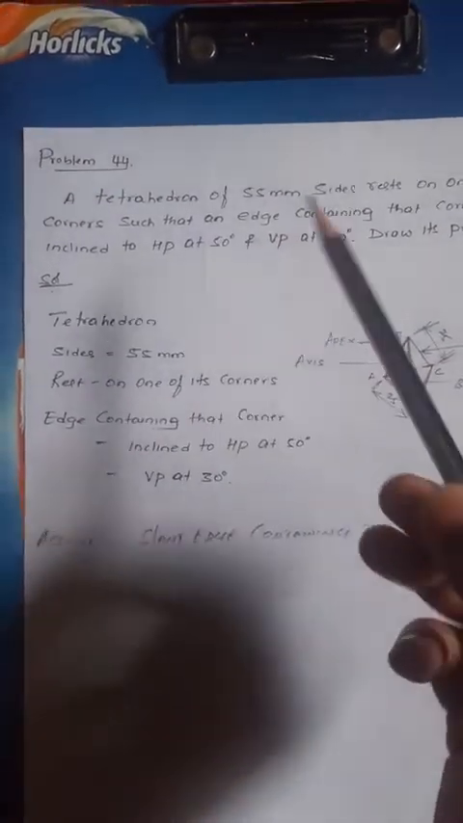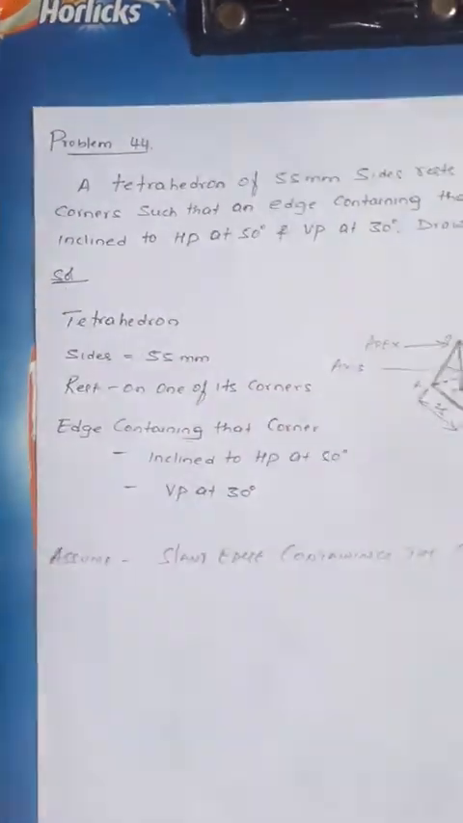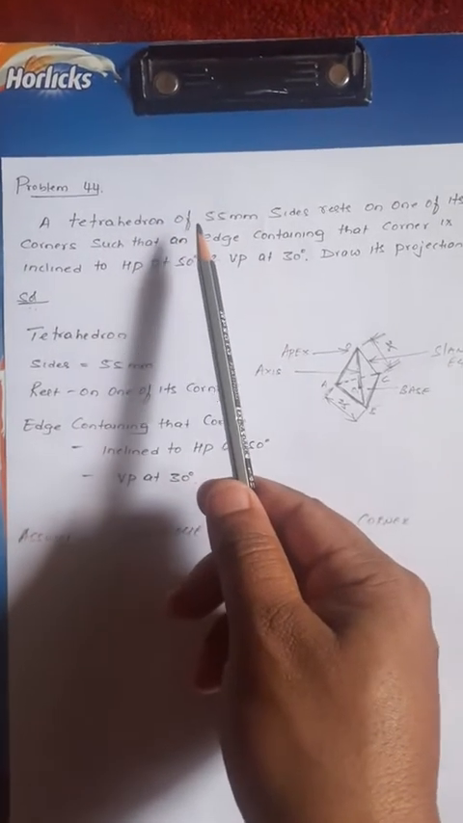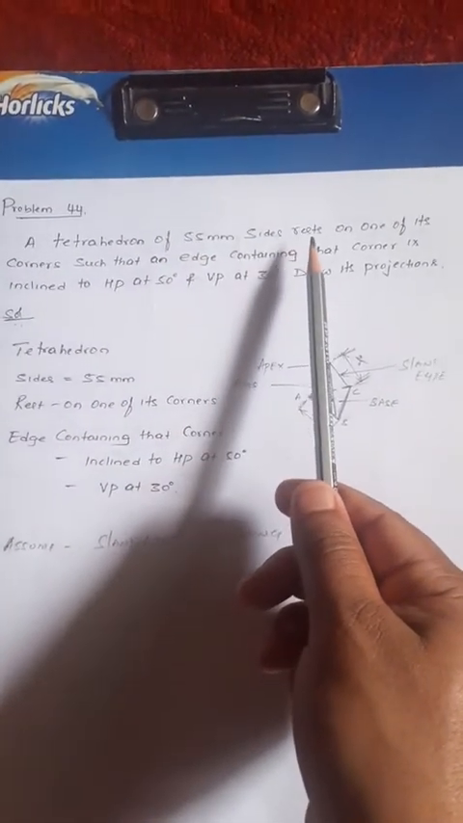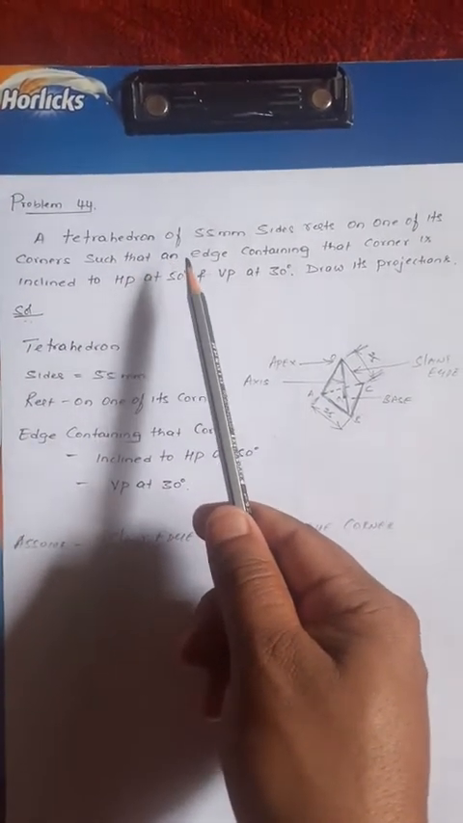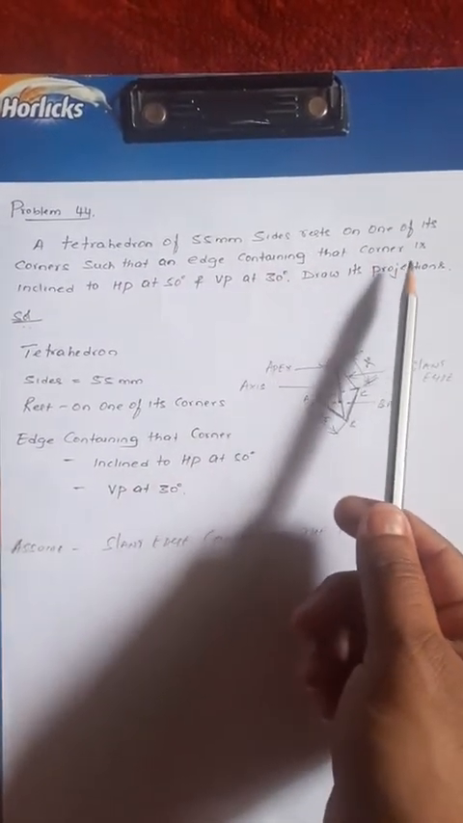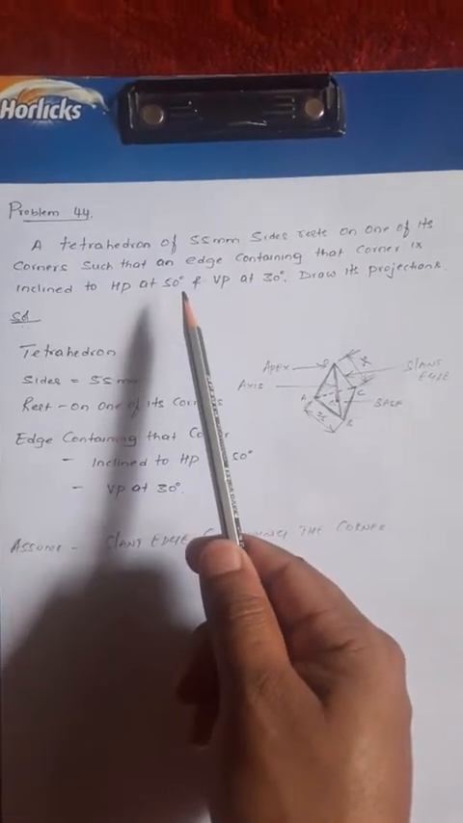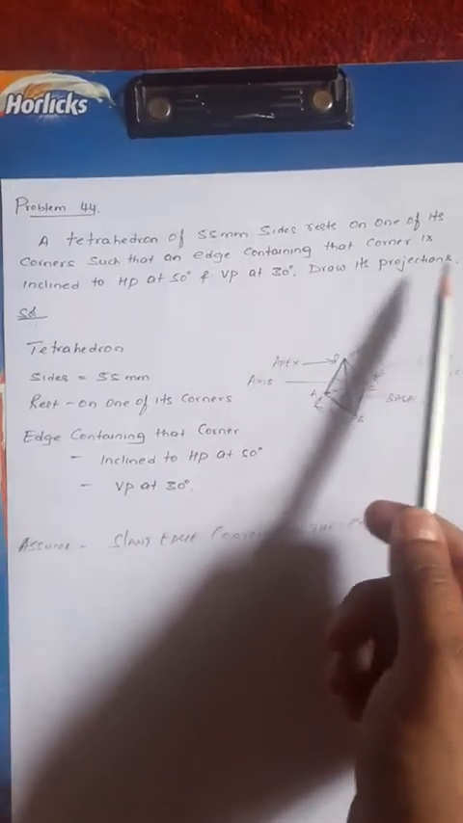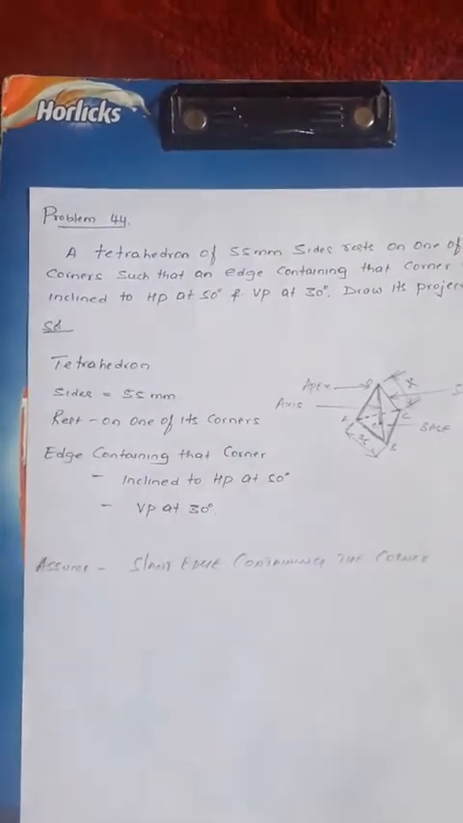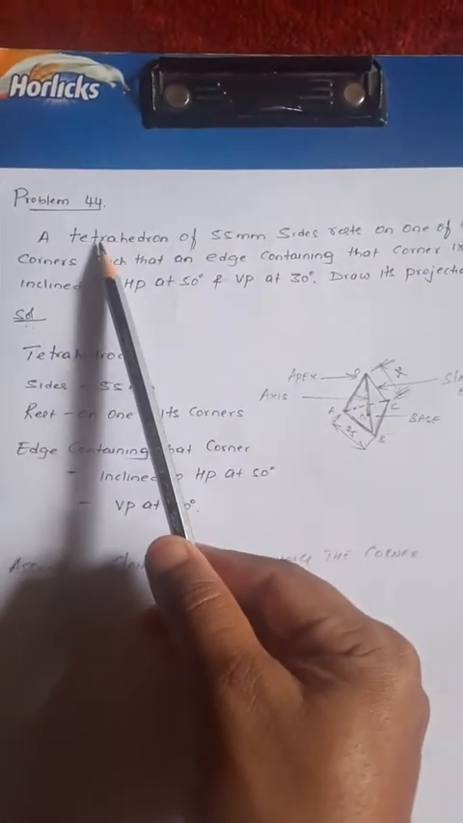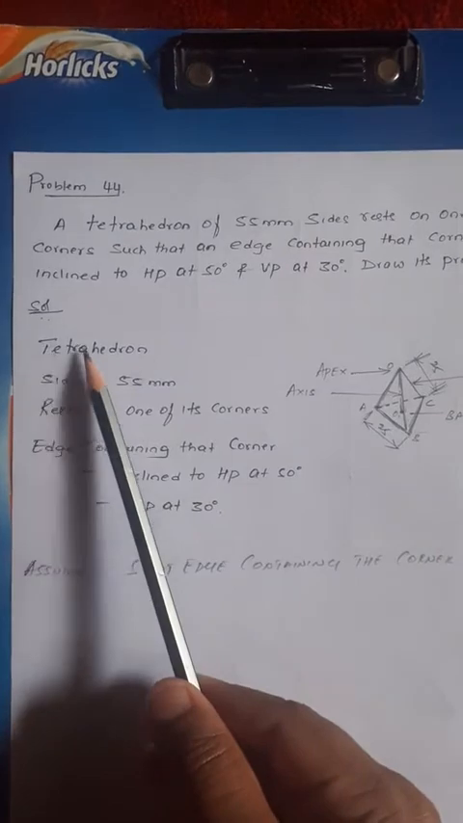Yes, our next problem is problem number 44. A tetrahedron of 55 mm sides rests on one of its corners such that an edge containing that corner is inclined to HP at 50 degrees and VP at 30 degrees. Draw its projections. Now read the problem once or twice and understand it. Here what type of solid is given? Tetrahedron. Write the given tetrahedron.